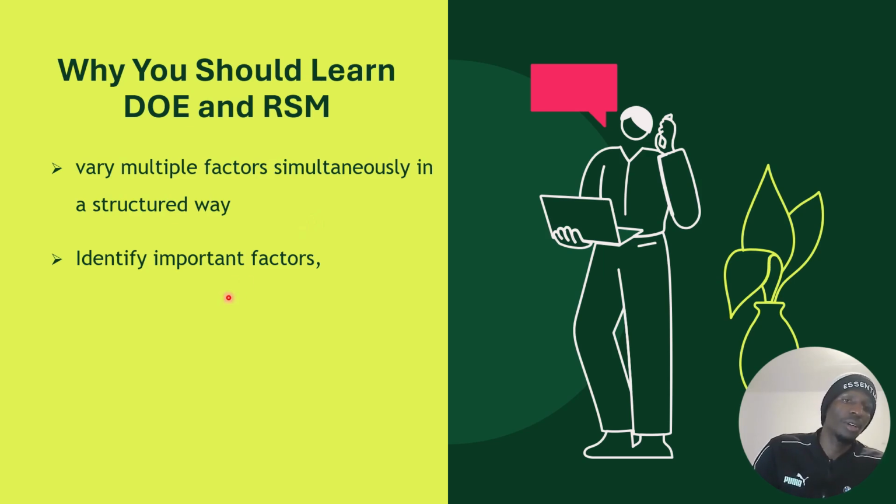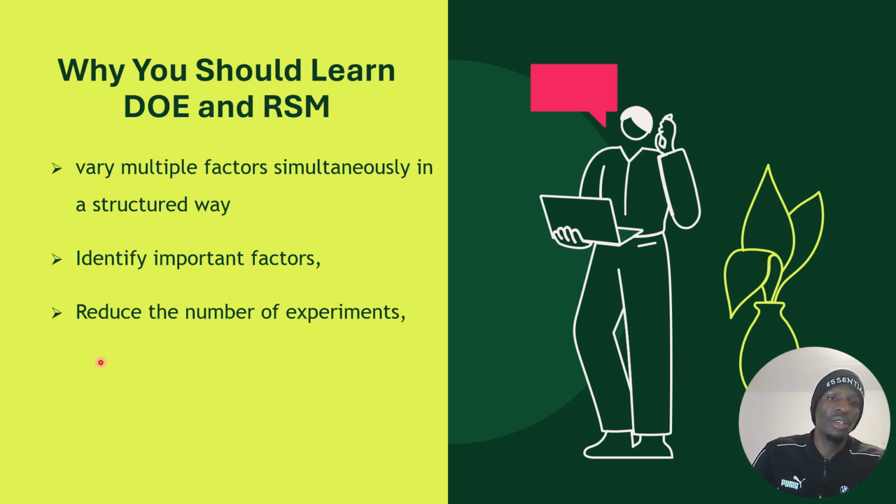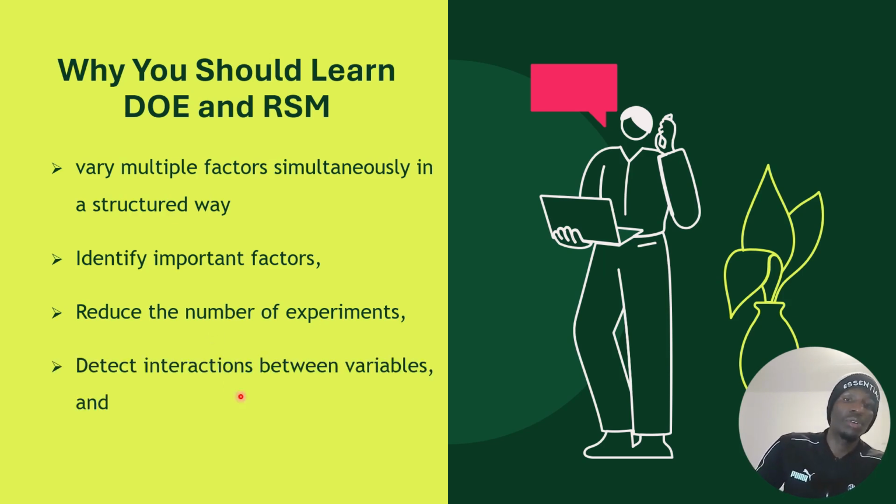So the third reason why you should learn DOE is because when you reduce the number of factors, you in turn reduce the number of experiments. And most researchers, most industrial operations, will always work towards optimizing costs. And when you reduce the number of experiments, you in turn reduce the cost of experimentation and also reduce the experimental time.